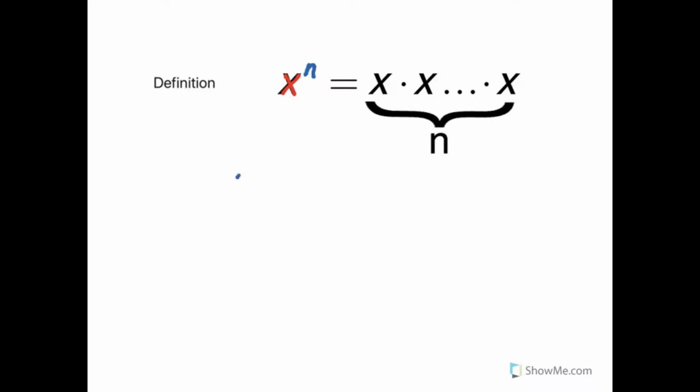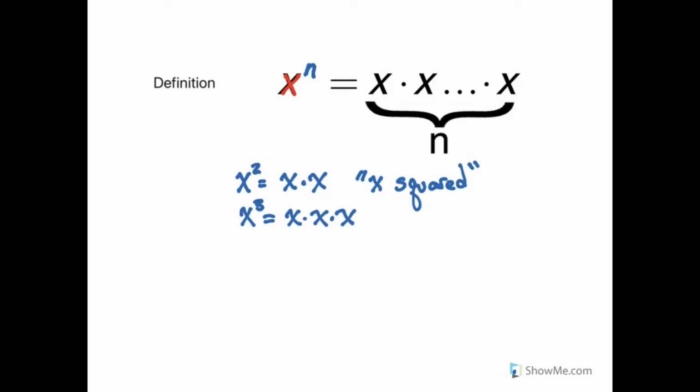If n is 2, we have 2 copies of x. X times x. This is read x to the second power, or x squared. If n is 3, we have x to the third power. 3 copies of x are multiplied together. And that's also called x cubed. We can even have n equal 1. X to the 1 power is 1 copy of x.